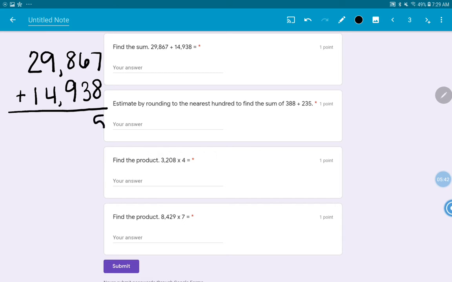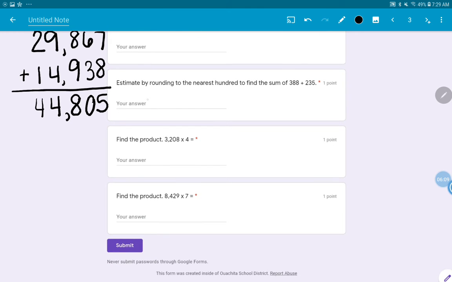7 plus 8 is 15. I'm going to write down my 5. Regroup the 1. 1 plus 6 is 7. Plus 3 is 10. Write down the 0. Carry the 1. 8 plus 1 makes 9. 9 plus 9 is 18. Let's carry the 1. 1 and 9 makes 10. Plus 4 is 14. Carry my 1 again. 1 plus 2 plus 1 is 4. So the sum is 44,805.